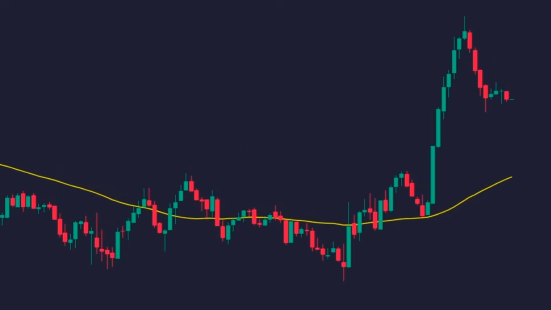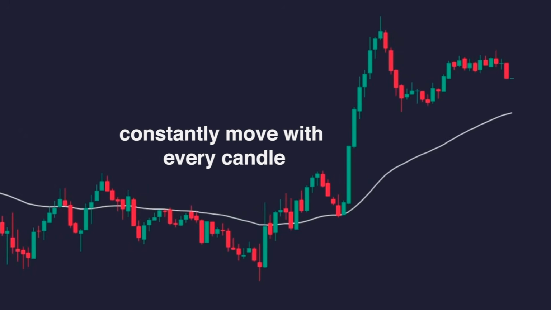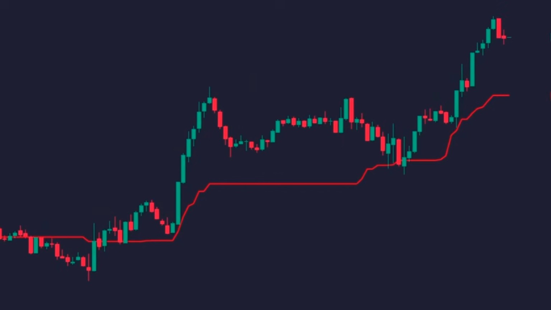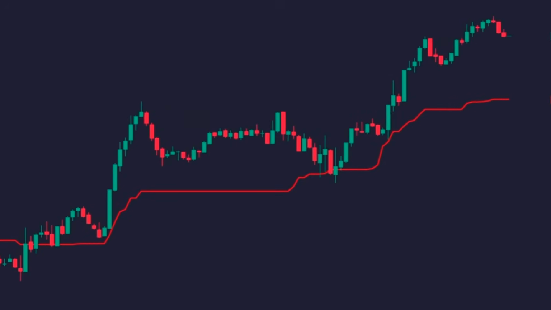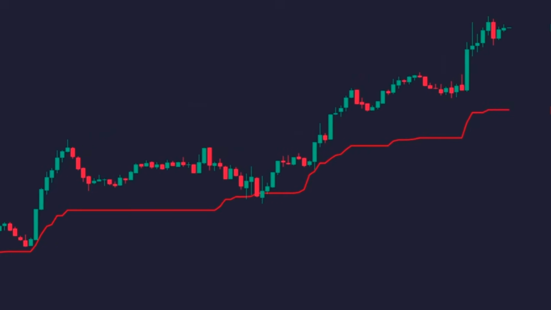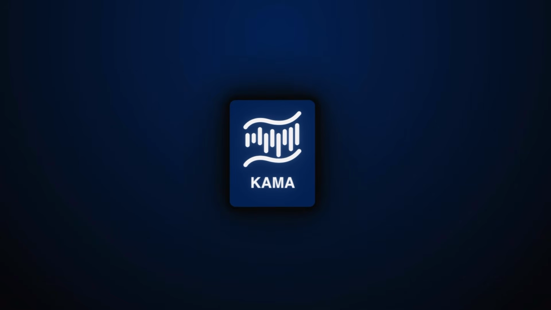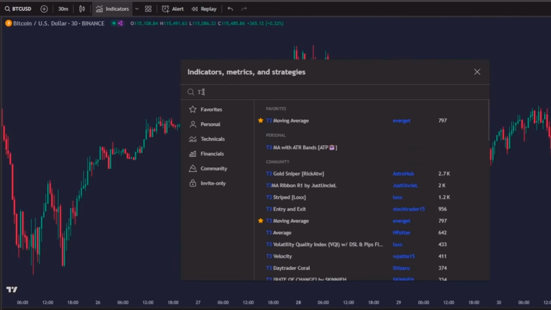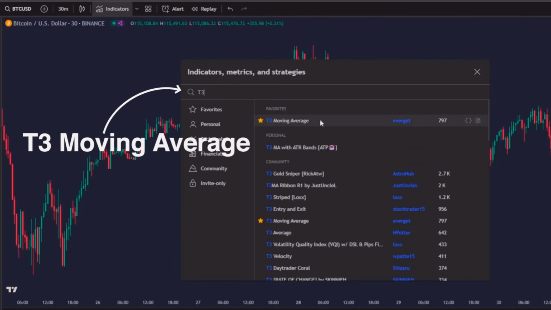Unlike EMAs or SMAs that constantly move with every candle, the Kijun Sen holds steady and only shifts when there is a true change in price structure, as you can see. And just like with the Kaufman Adaptive Moving Average, I will show you the real performance stats in just a few moments. So now it's time for my number 1 pick and my personal favorite, the T3 Moving Average.